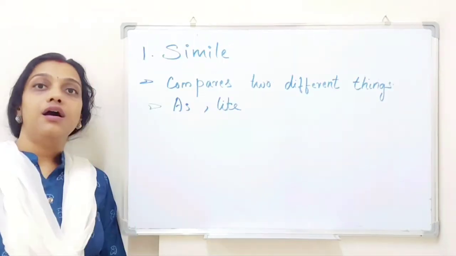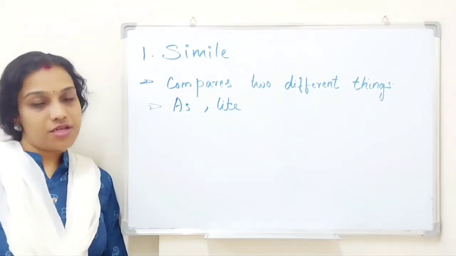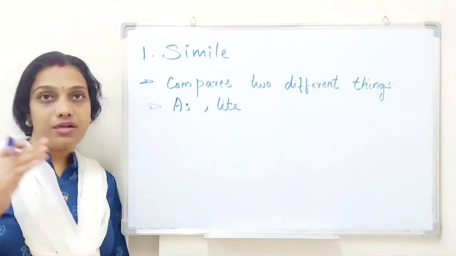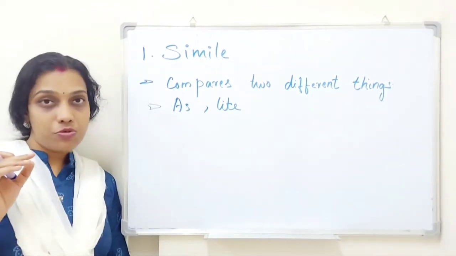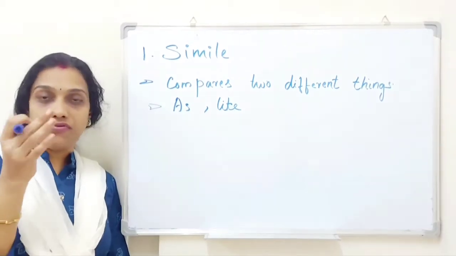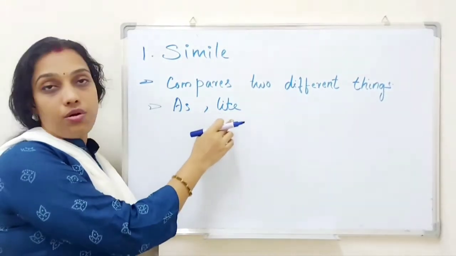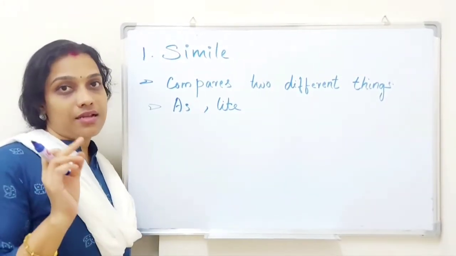Let us see. Our first poetic device is simile. Simile is a poetic tool that is used to make a comparison between two different things or two dissimilar objects. So to make a comparison between two different things, we are using the connecting words as or like, and here the mode of comparison is direct type.